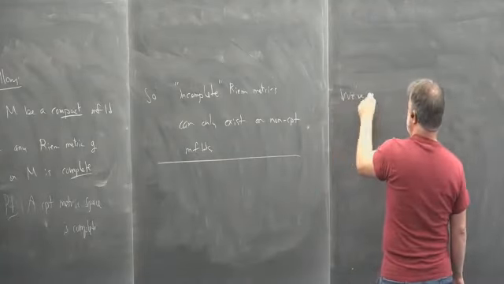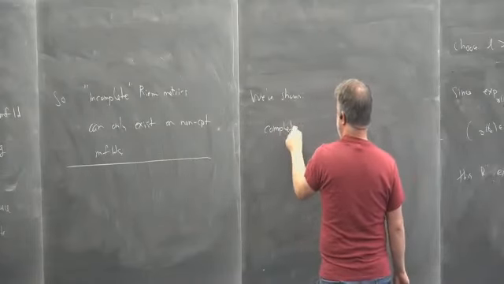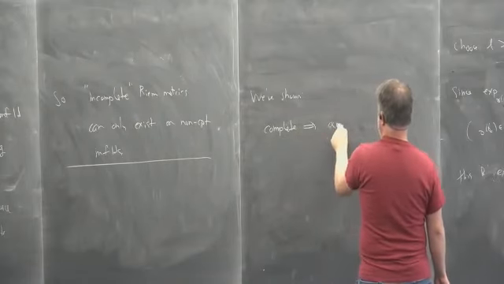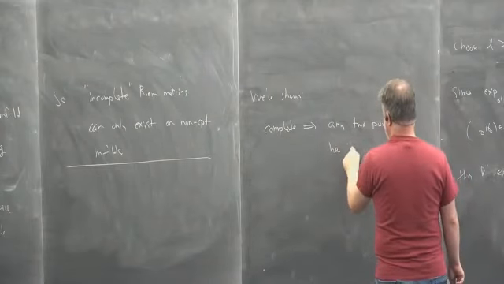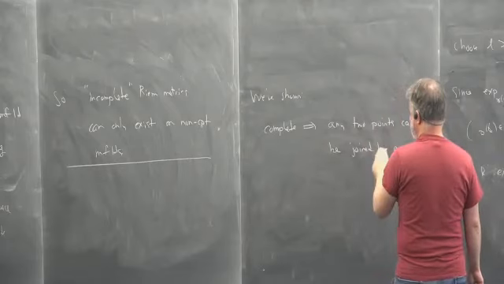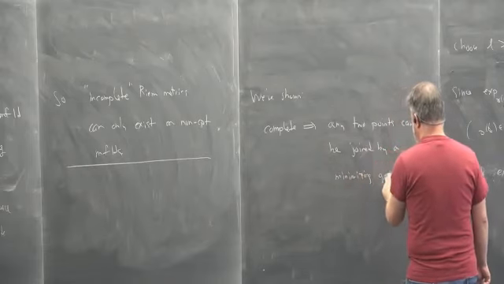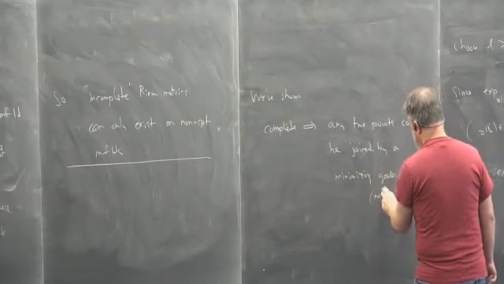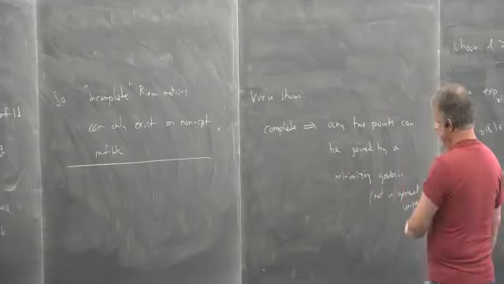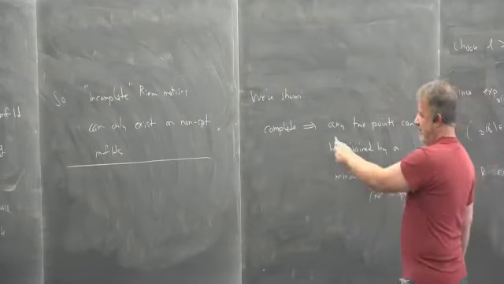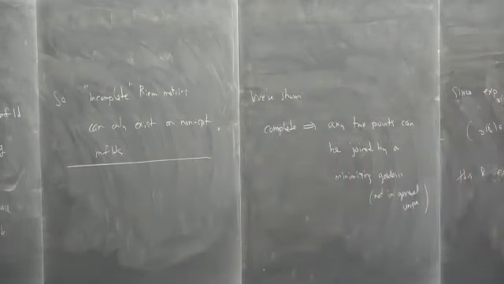So we've shown that complete implies any 2 points can be joined by a minimizing geodesic. And this is, of course, not in general unique. Right? In the first edition of Lee's Riemannian geometry, he says that this is an if and only if. Okay, but it's not. And it's easy to see that it's not.